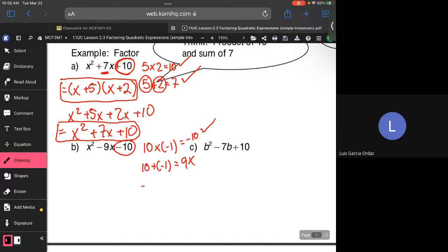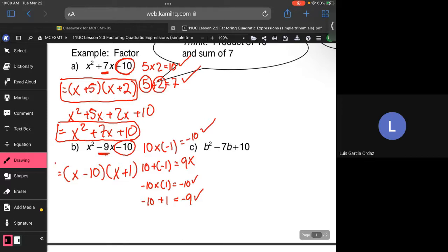So we'd have negative 10 times positive 1, which is negative 10, which is good. And negative 10 plus 1 is negative 9, which is exactly what we want over here. So now if I were to write them in terms of a factor, what would be in my two brackets? X minus 10 and then x plus 1. Yep.